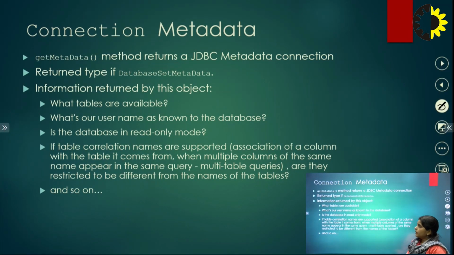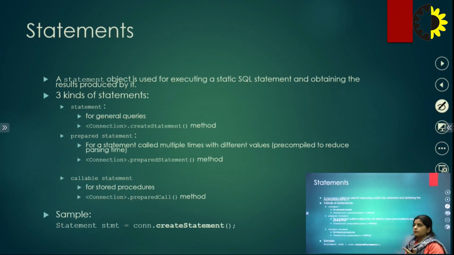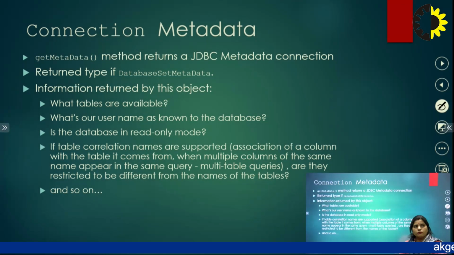By using the getMetaData method, we return the JDBC metadata, and the return type is DatabaseMetaData. Whatever information is returned by this object includes what tables are available, what our username is as known to the database, whether the database is in read-only mode, whether table correlation names are supported or not, and so on. The connection metadata is an object, and the information it returns is of this kind only.